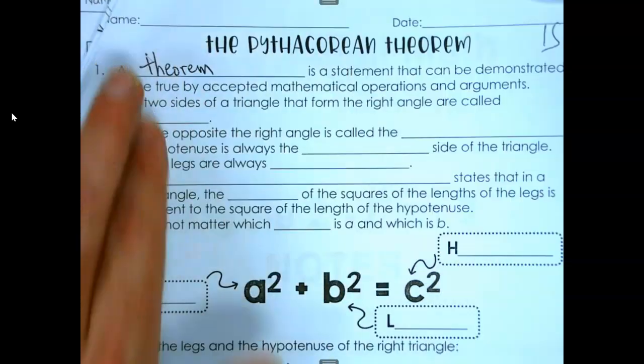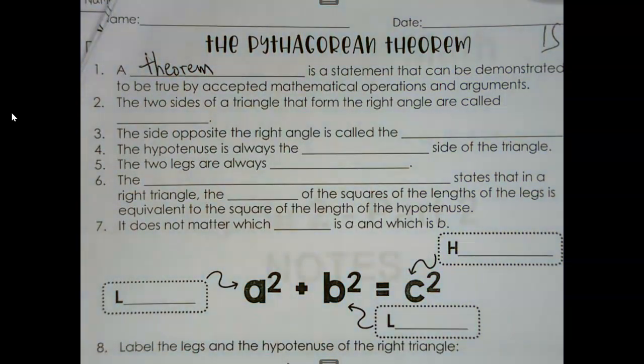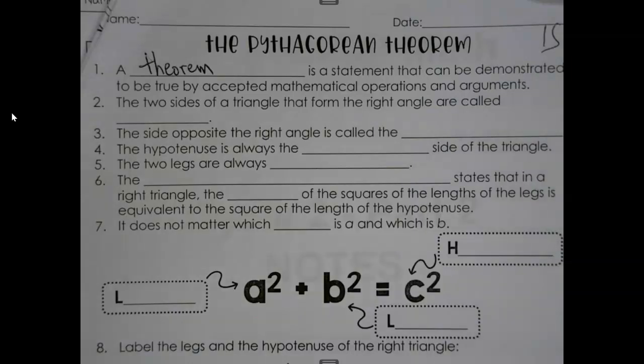We kind of can see here the Pythagorean theorem. Pythagoras came up with it. But the theorem part, again, theorems show up not just in math class. You can start to see some theorems in other areas too. We can demonstrate it to be true by accepted mathematical operations and arguments. In other words, you can prove it. That's what you're always going to have if you have a theorem.